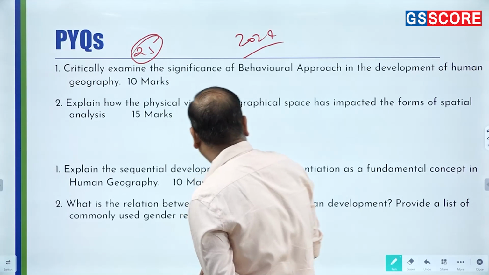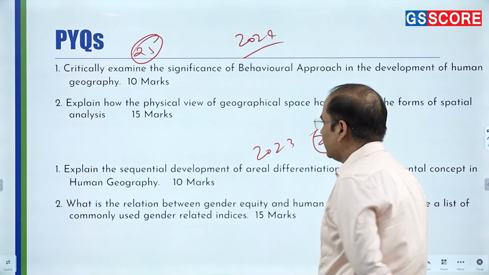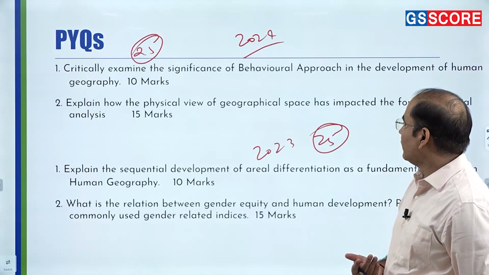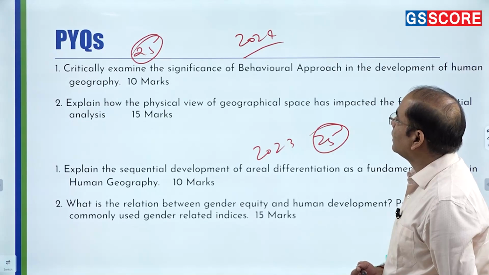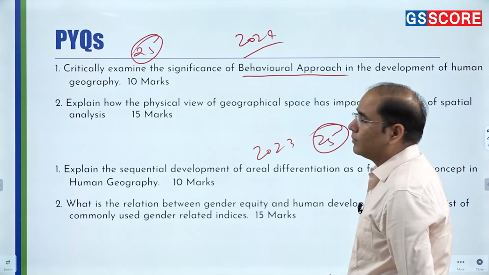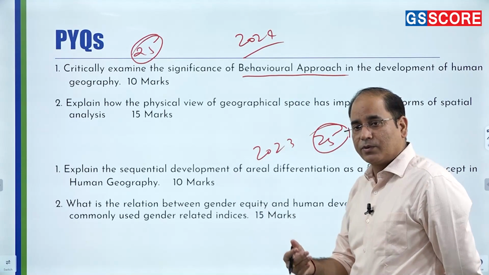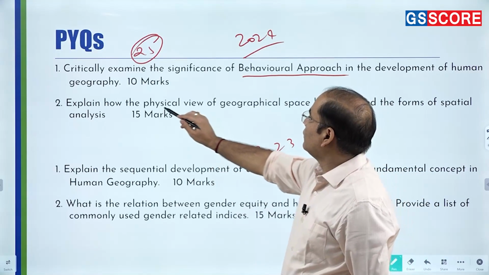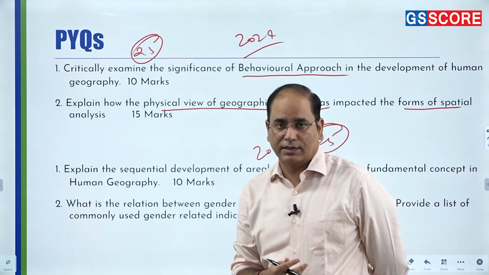Now if you look at the questions in 2024, the UPSC has asked a question from geographical thought, 25 marks, and in 2023 also 2 questions have been asked. So in both 2024 and 2023, 25 marks questions have been asked. Like the first question: critically examine the significance of the behavioral approach in the development of human geography. So it is a direct question. The behavioral approach is one of the approaches in human geography.